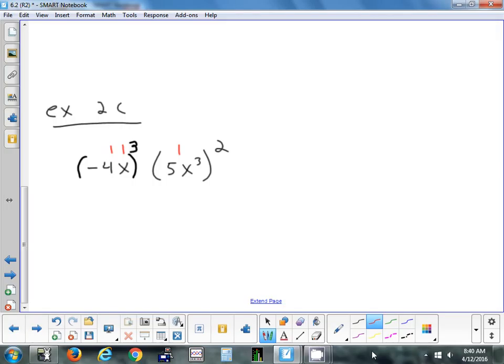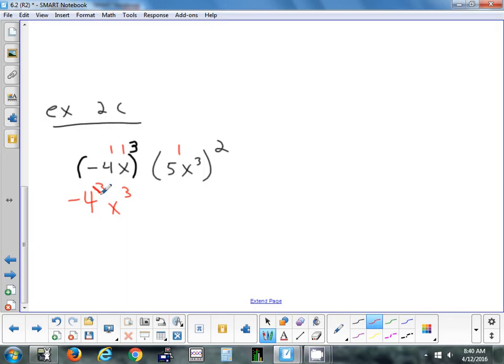So, does anybody think they know what this first set of information is going to become? Rose? -4 to the 3rd power. Okay. X. I'm not going to put the little times symbol because we don't have to. Just like in a math problem, we have like 2x. We know that means 2 times x. Same thing here. All right? We're not doing anything with that.